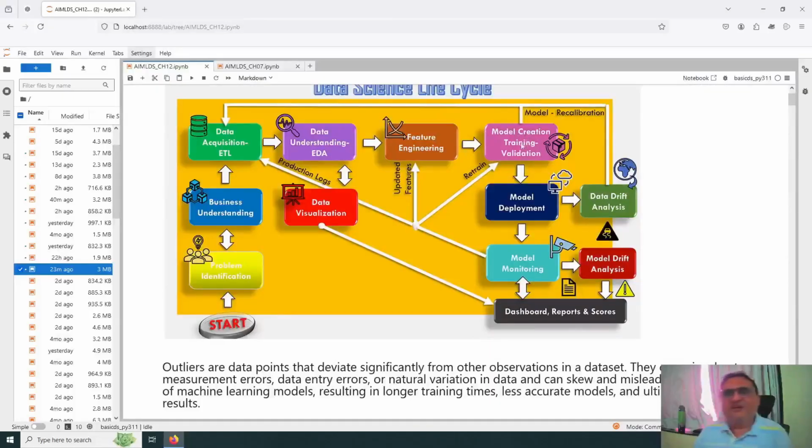And in model creation, suppose I have a data set with 1,000 observations, then I divide my data set into 700 as the train observations and 300 as the test observations. Or I can use 800 as train and 200 as test. That is my choice. But then on the train observations, I train my machine learning model.